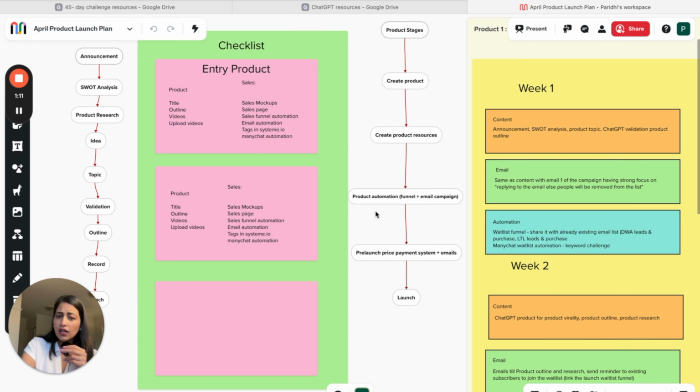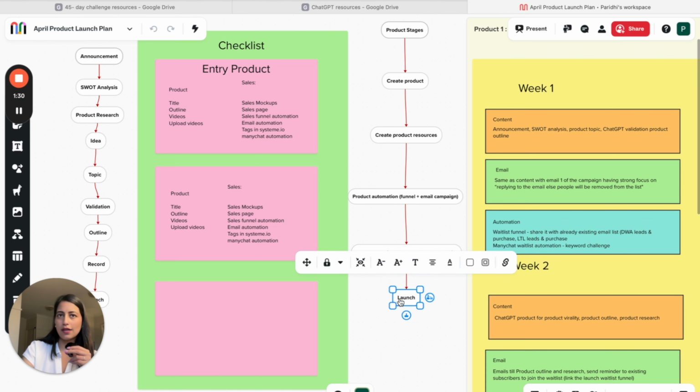Then of course, to sell the product, I need to have an automation. I need to have a sales page, and I need to have a payment system, right? Now I'm also going to launch the product at a pre-launch price. That is something that I do if I'm creating a new email list for anything at all. Plus write the emails and then we launch. As simple as that, right?